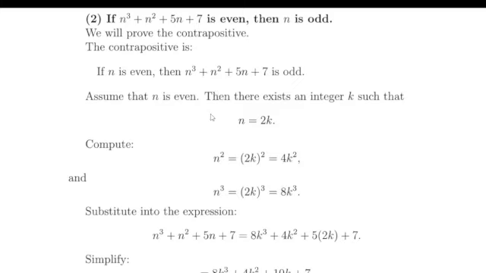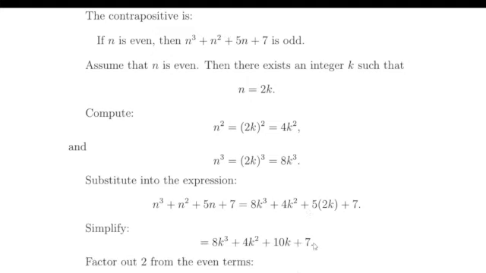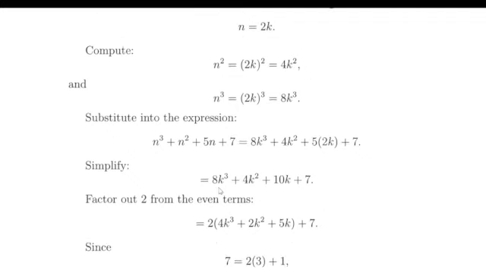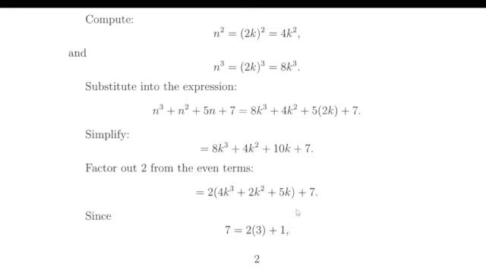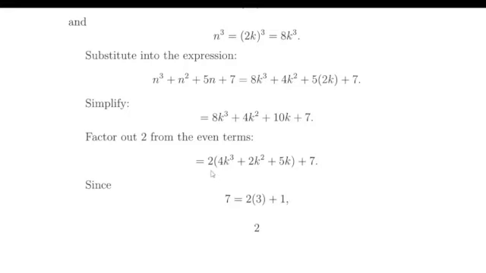That means we can rewrite it as 2k, n equals 2k, where k is an integer. And we can substitute n equals 2k into the expression to get 8k cubed plus 4k squared plus 10k plus 7. Note that the first three terms have a factor of 2, so we can factor that out, and then we add 7. Notice that 7 is just 2 times 3 plus 1. So this is even, and then this is odd. So even plus an odd is an odd.